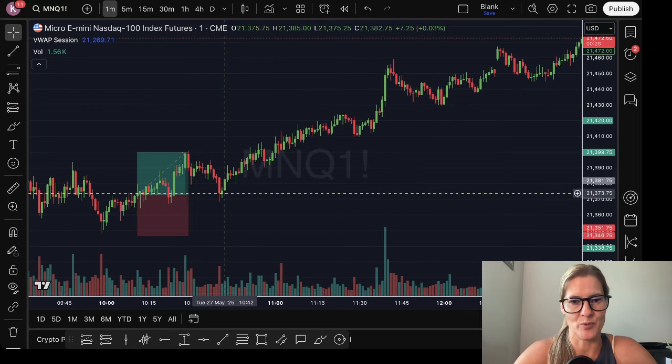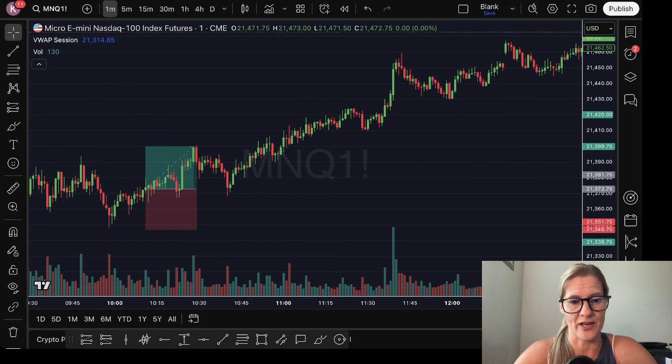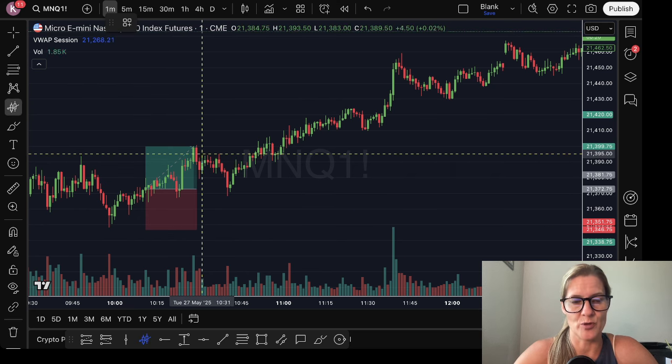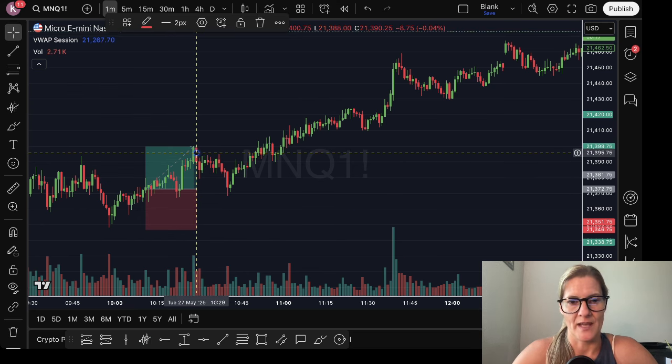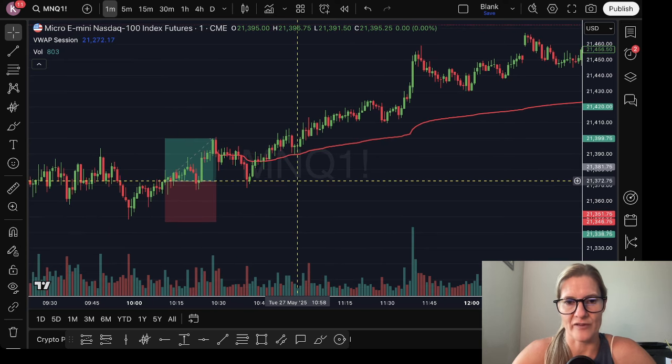We have a nice pullback. Let's say we want to look for another entry. You can do this again. So I'm going to take my anchored VWAP, put it at this previous high, and again, wait for a closure above and a bullish move above that anchored VWAP.